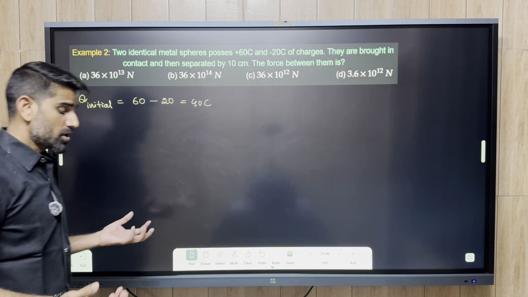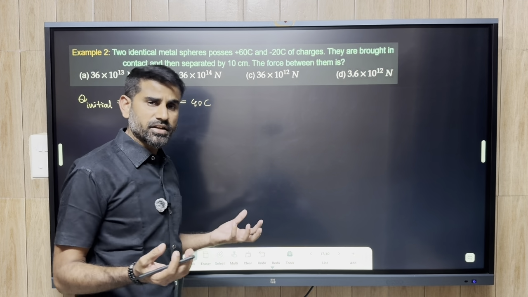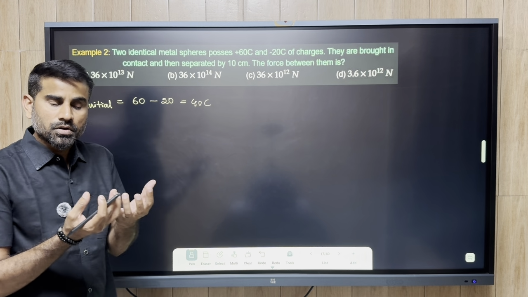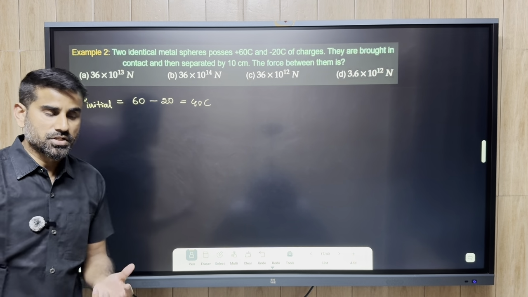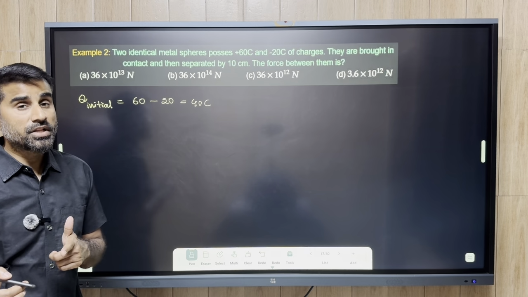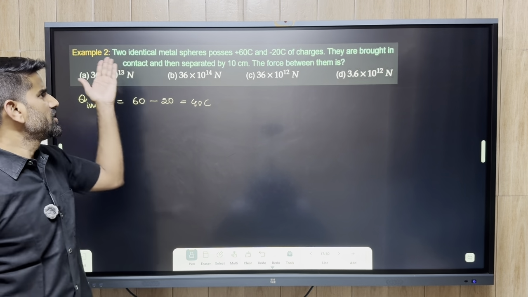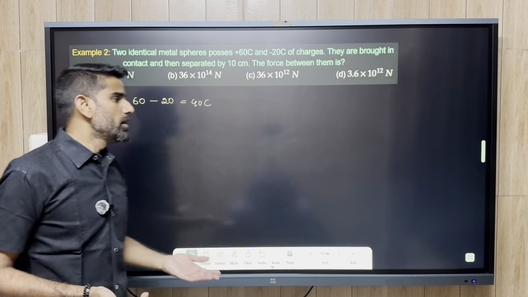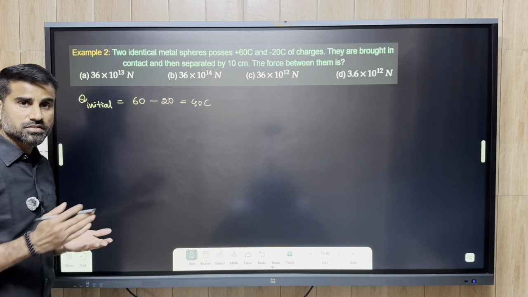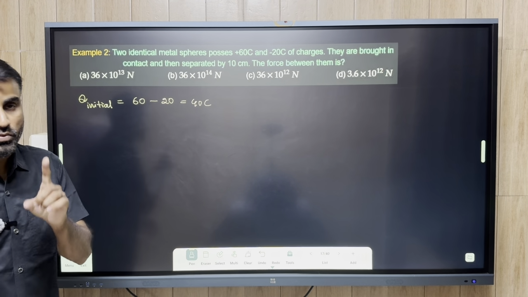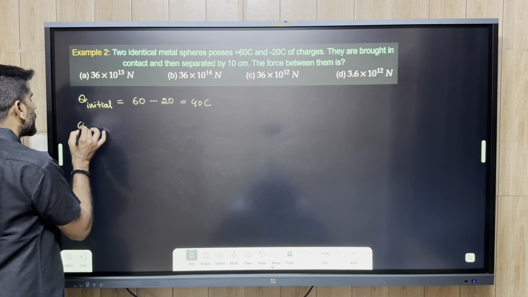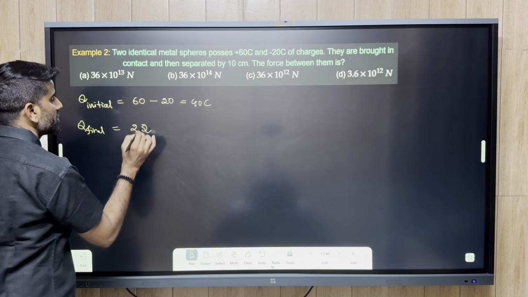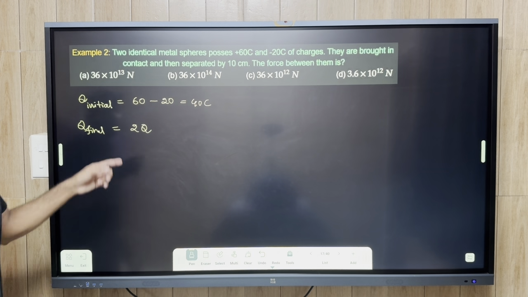As we all know, metals are conductors. When two metals are put in contact with each other, charge flows from higher potential to lower potential until equilibrium is reached. Equilibrium means the potential is the same. As these two are identical metal spheres, the charge will also be the same. At the end of charge transfer, the charges on both spheres would be the same. So Q final must be 2 times the charge on each sphere, which is the same.